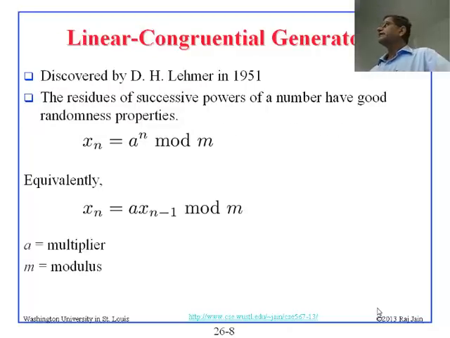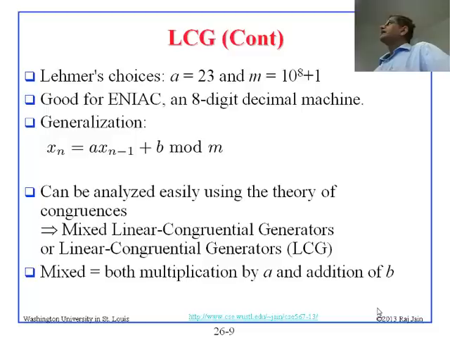All right, in this, A is called the multiplier and M is called the modulus. Yeah, the addition. So this is a special case. It turns out this was discovered first, and then somebody said let's add something. Lehmer's choices were that, and he probably worked for IBM, which was the biggest computer company in those days. So he tried a equal to 23 and m is equal to 10 raised to 8 plus 1.